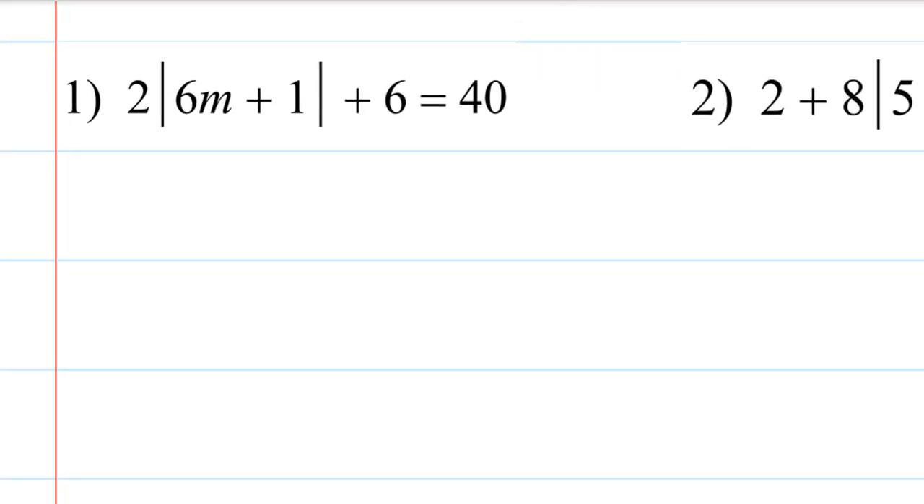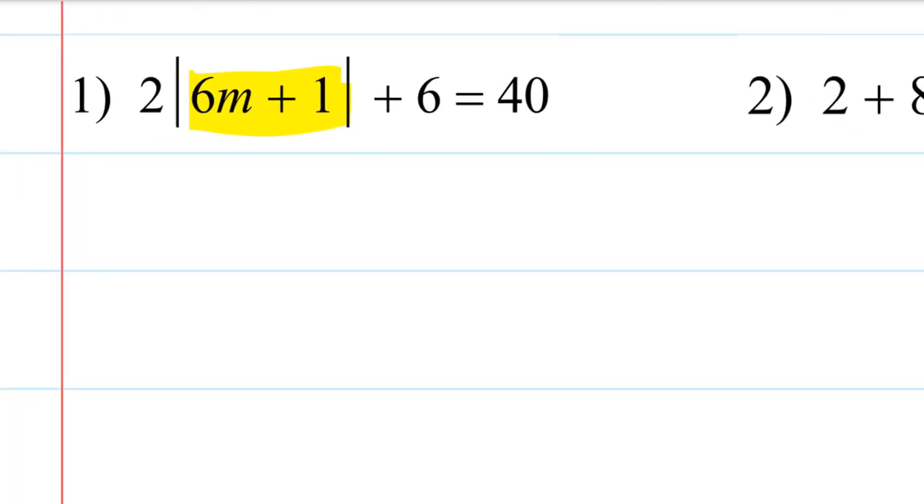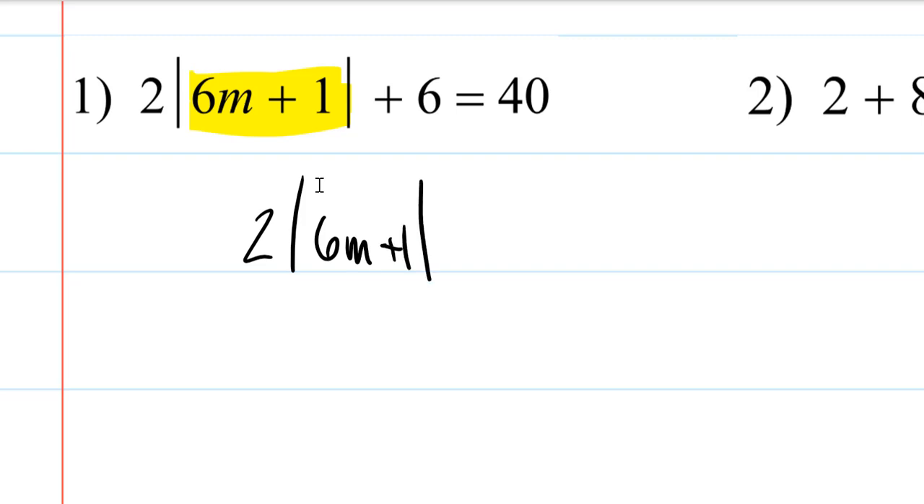So notice the absolute value spot, that piece is this blop that's right here. So we always have to take that absolute value piece, that blop, and isolate it. So what we're going to do is start to move everything else around until we have the blop by itself. So the first thing we're going to do is move this 6 over. So that'll leave us with 2 times the absolute value of 6m plus 1, and then equals 34.